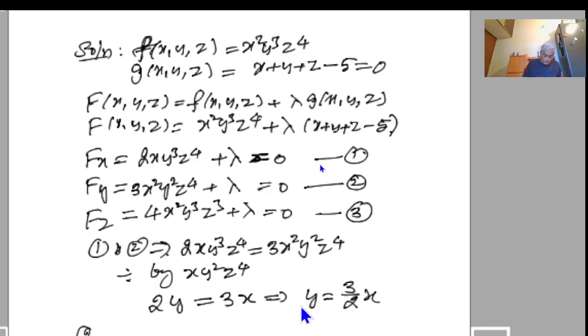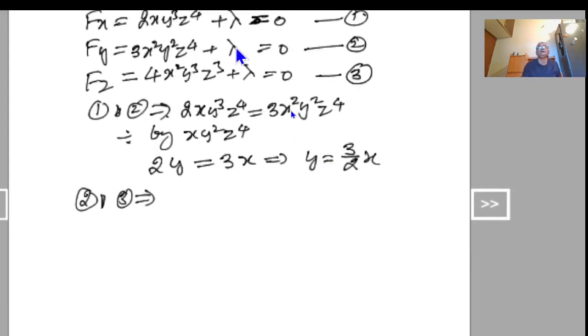Similarly 2 and 3 implies, I will consider 2 and 3. So here this minus this, what we get here, 3x square y square z raised to 4 minus 4x square y cube z cube, and lambda minus lambda is 0. This is equal to 0, or we write this quantity is equal to this quantity. That is here 3x square y square z to the power of 4 is equal to 4x square y cube z cube.